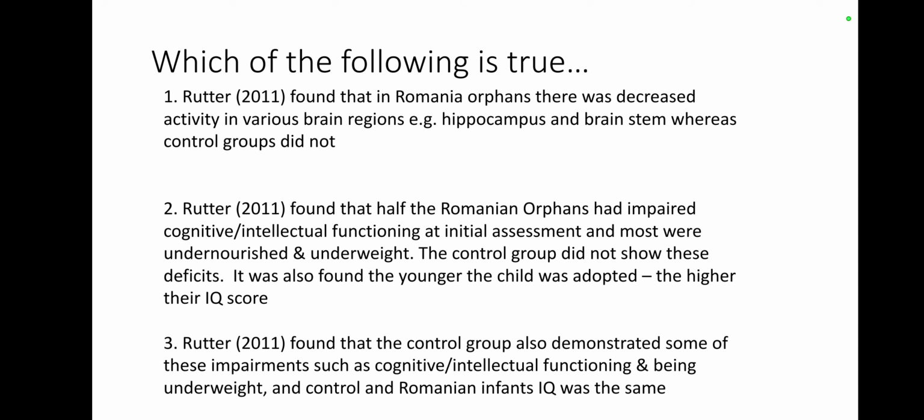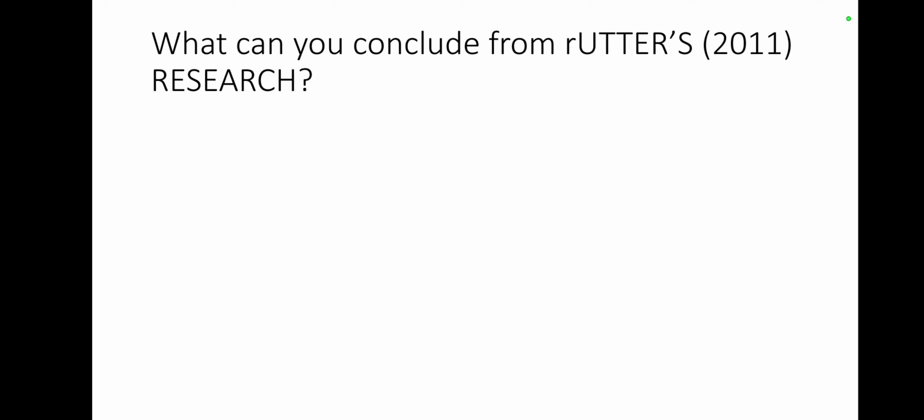Which of the following statements is true? Okay, so it can't be statement number 1 because this was to do with brain activity, so that was clearly Goldfarb. It can't be statement number 3 because that's implying that the control group were more significantly affected, so it had to be the middle statement where you're making this comparison of cognitive and intellectual functioning to a control group that didn't show those deficits.